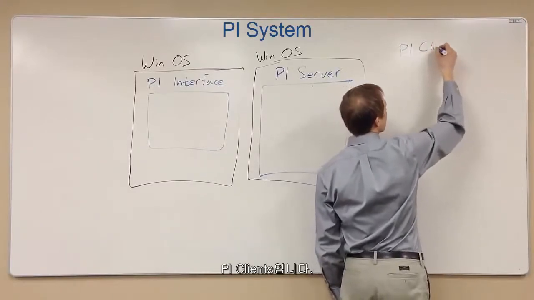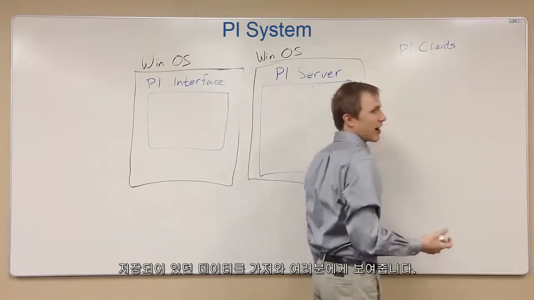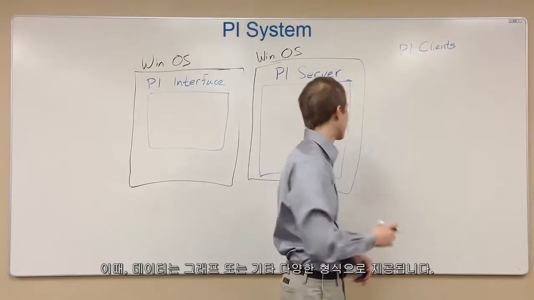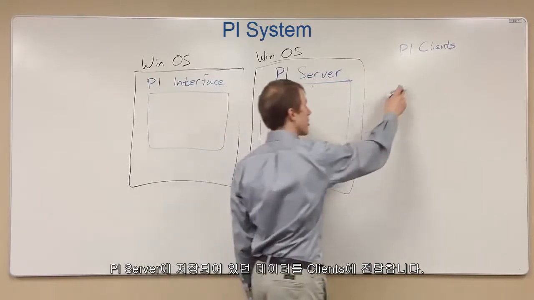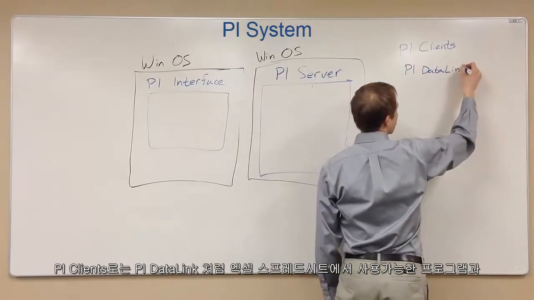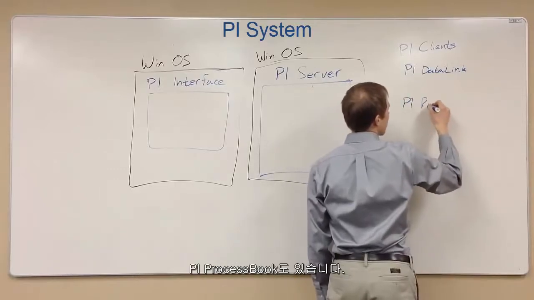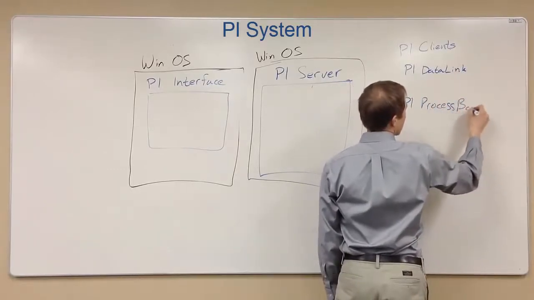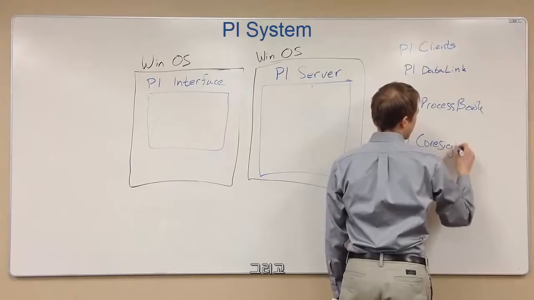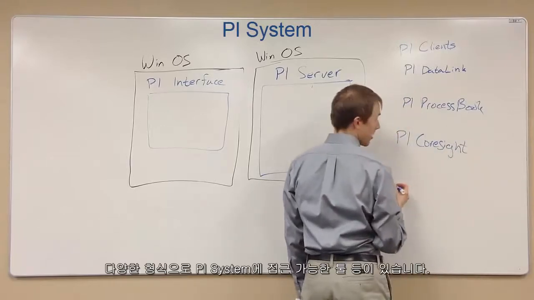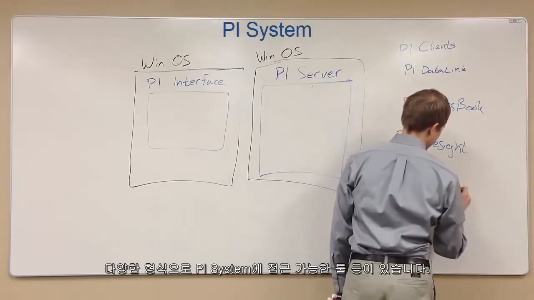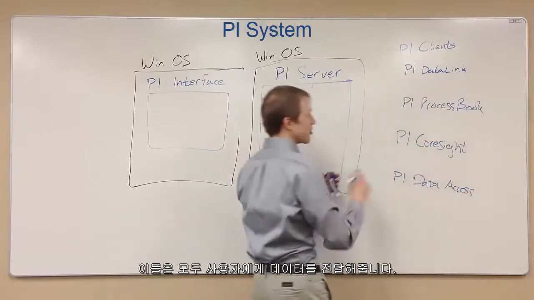let's say Pi clients. This is what actually provides you and your users with data, with graphs, with some kind of access to all the information and data that we've stored in the Pi server will come out in the clients. Things like Pi DataLink for spreadsheets in Microsoft Excel, Pi ProcessBook, Pi CoreSight, and any kind of other data access we have to the Pi system. These are all ways to get data to users.